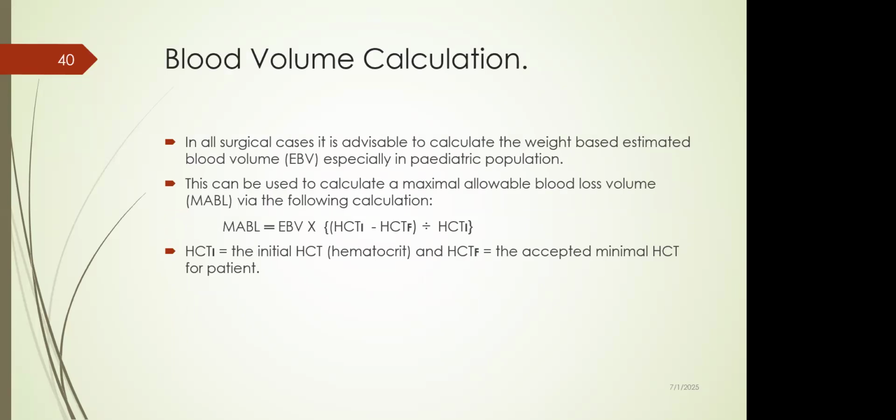In a surgical case, it is advisable to calculate the weight-based estimated blood volume, especially in pediatric patients, using this formula for minimum allowable blood loss. Estimated blood volume, you multiply by the difference between the initial hematocrit and the desired hematocrit, divided by the initial hematocrit.